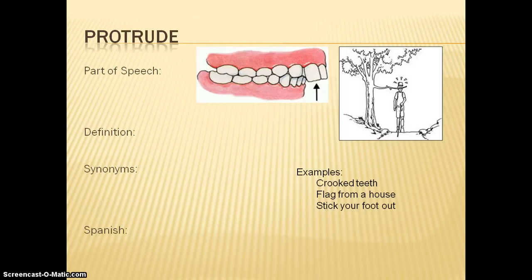All right, protrude. You can see that this person's front teeth protrude out. They stick out in front of them. So it is a verb. It is something that you do. The teeth protrude out. That branch protrudes out over the bike path. All right, to stick out, to thrust forward, to project, jut out, bulge.